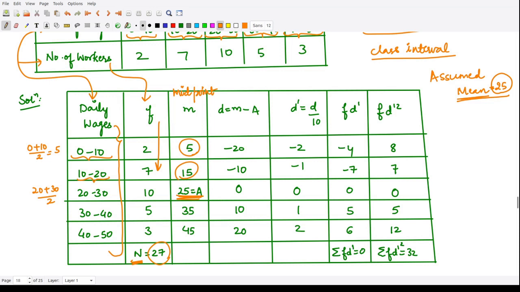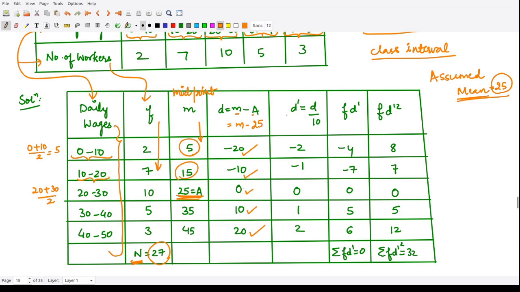For calculating d dash, firstly we have to calculate d. What is d? D is m minus a. Now m is the middle value that you obtain in this particular column, and a we have assumed to be 25. So it is 5 minus 25, that is minus 20. 15 minus 25, that is minus 10. And 25 minus 25 is 0, 35 minus 25 is 10, 45 minus 25 is 20. So this is how you obtain the value for small d.